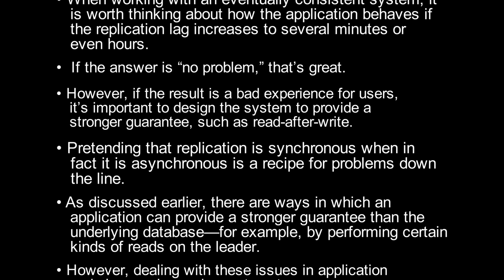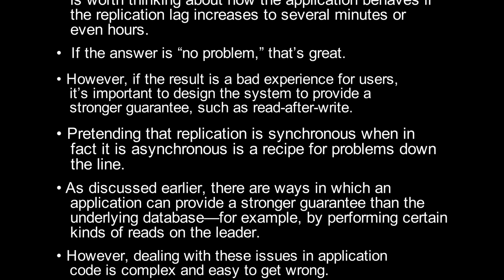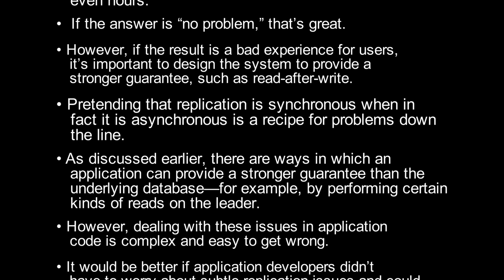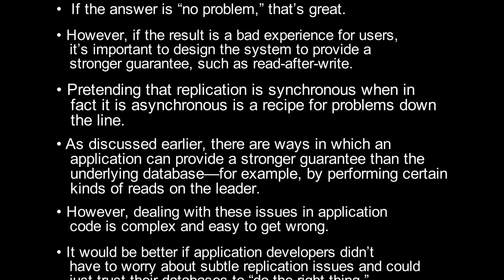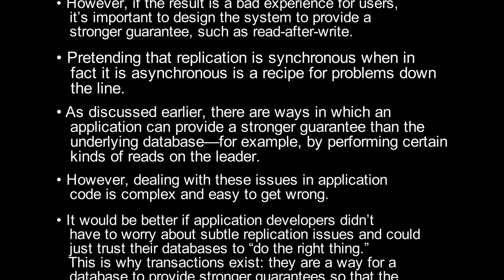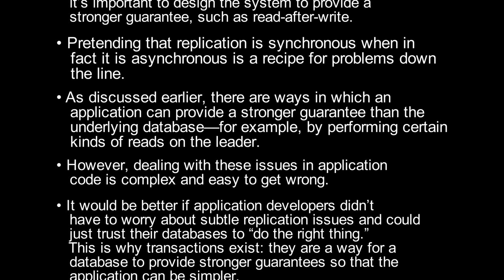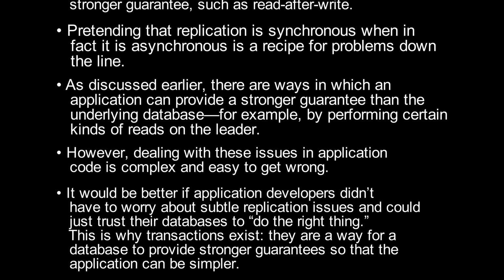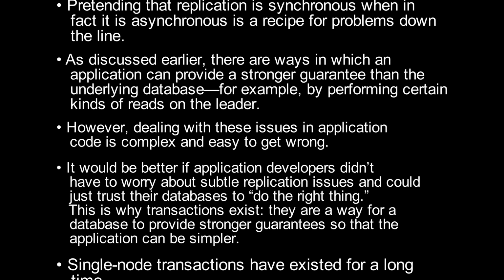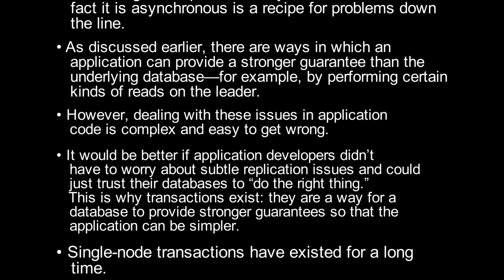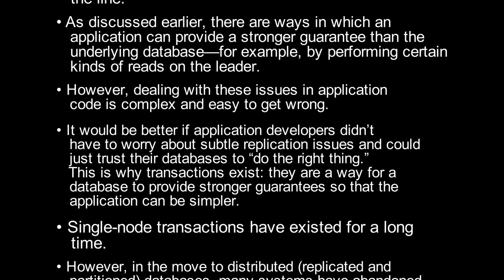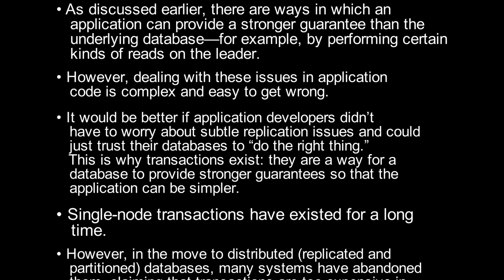As discussed earlier, there are ways in which an application can provide a stronger guarantee than the underlying database, for example, by performing certain kinds of reads on the leader. However, dealing with these issues in application code is complex and easy to get wrong. It would be better if application developers didn't have to worry about subtle replication issues and could just trust their databases to do the right thing. This is why transactions exist. They are a way for a database to provide stronger guarantees so that the application can be simpler.